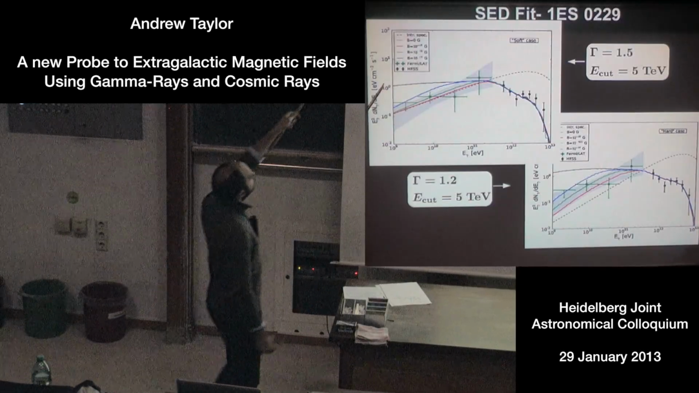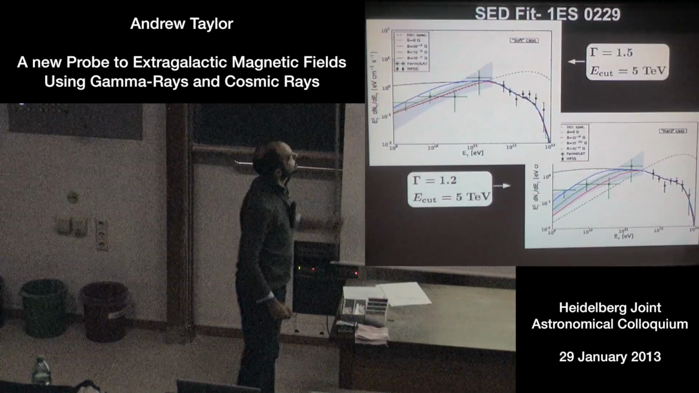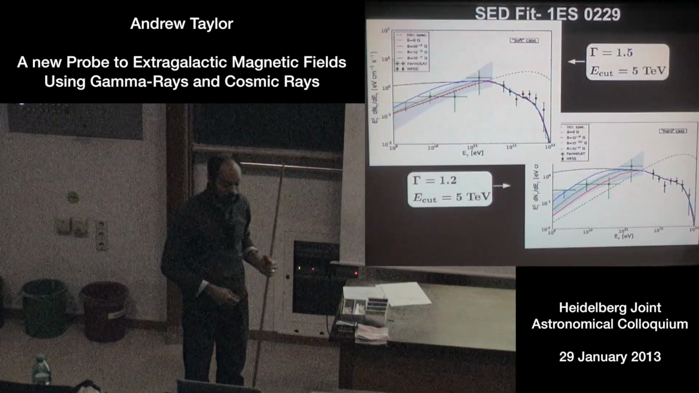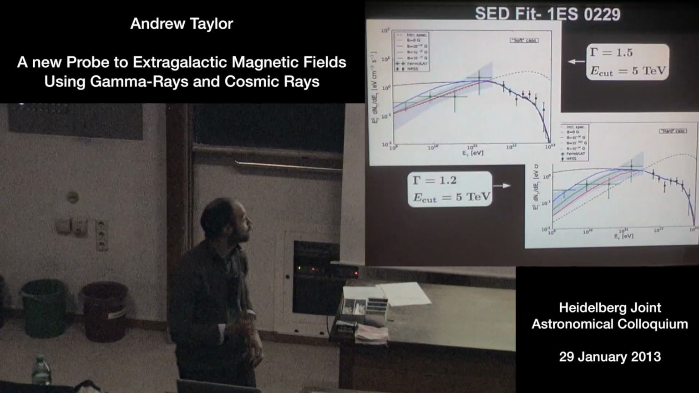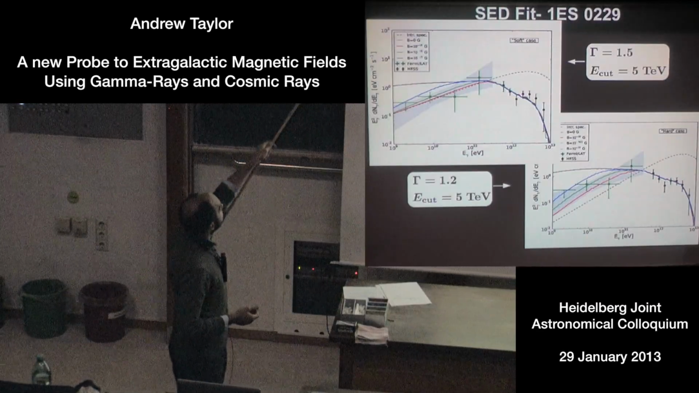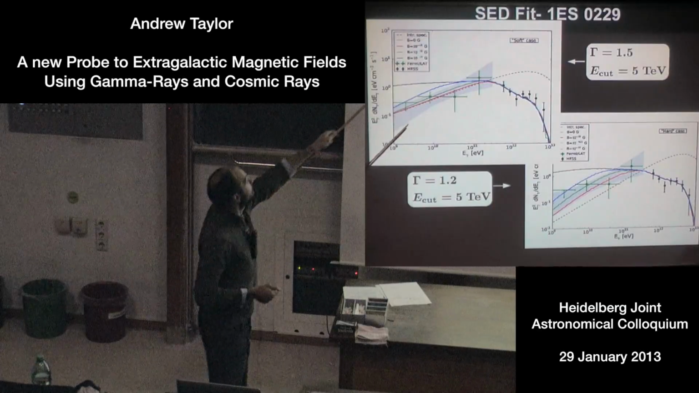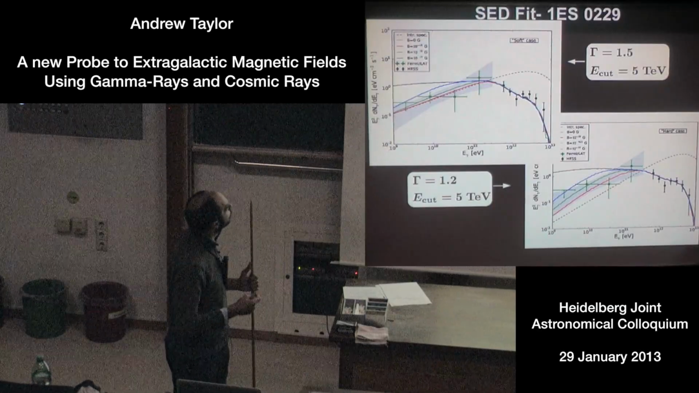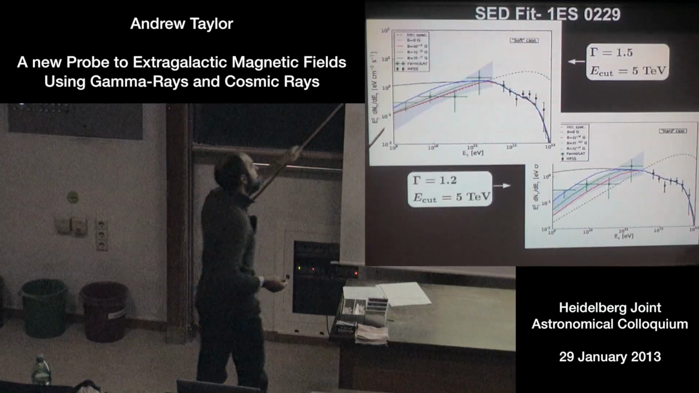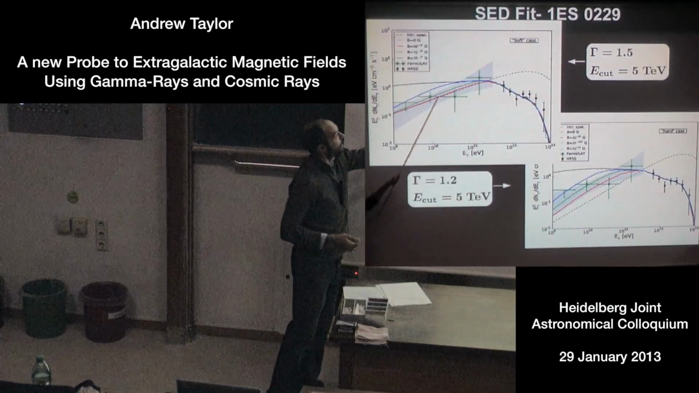And this is what has led us to be able to calculate these limits on the extragalactic magnetic field. It doesn't mean that the extragalactic magnetic field is measured. It just means that if the extragalactic magnetic field were any weaker than that, then the flux that would arrive would violate these data points here.